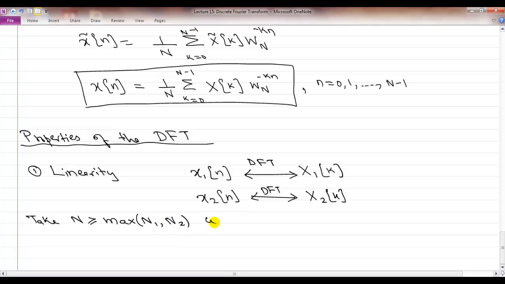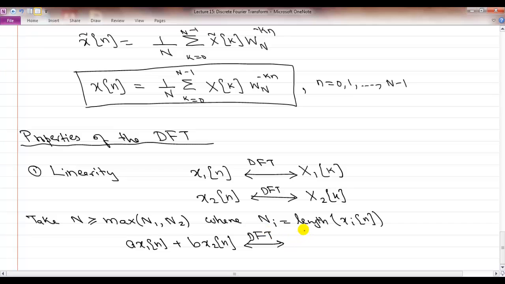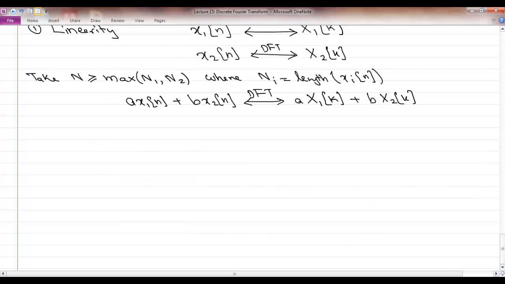Okay, N1, N2, where Ni is just the length of xi. So first of all, these DFTs have to be computed using the same number of points, and the number of points of the DFT has to be bigger than or equal to the max length of any one sequence. Okay, if that is the case, then if you add those two sequences, the DFT of that is simply equivalent to adding the respective DFT coefficients. Pretty trivial to verify that, so we won't spend time on that.